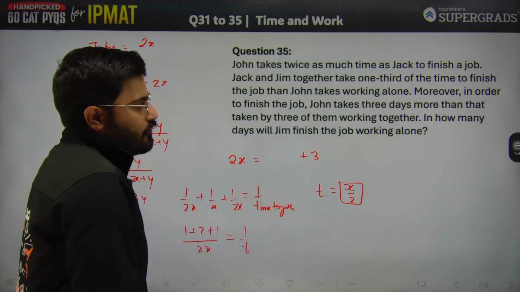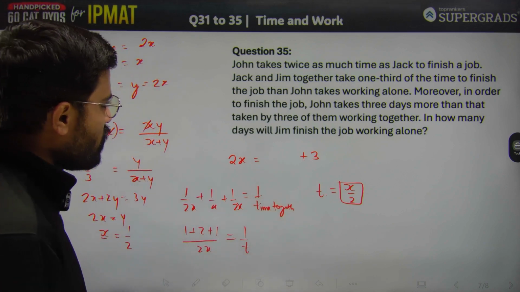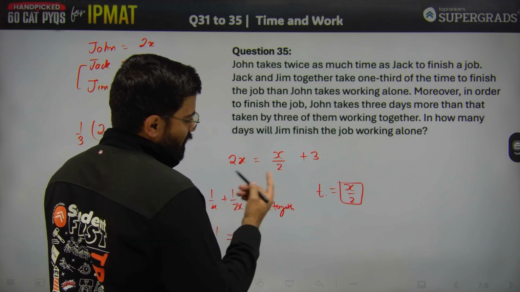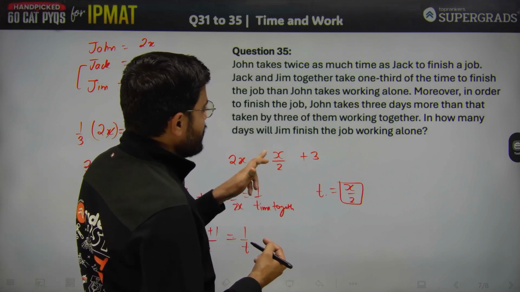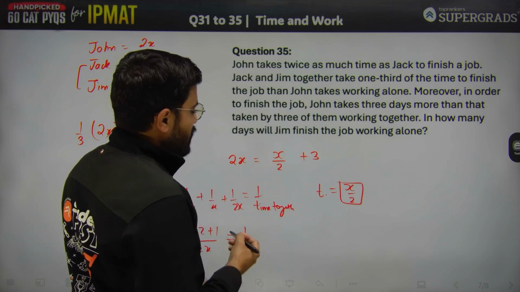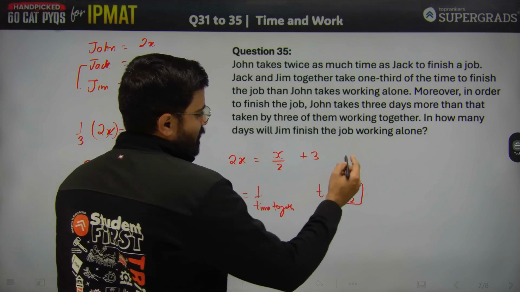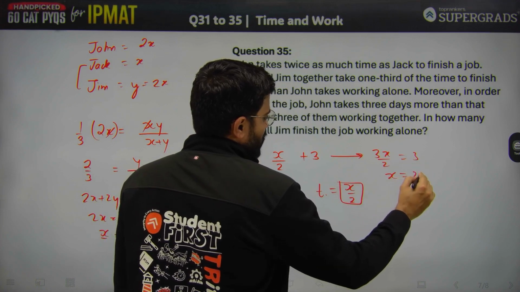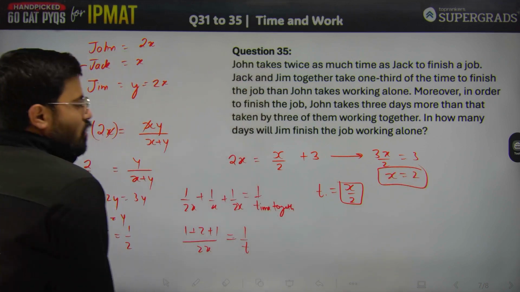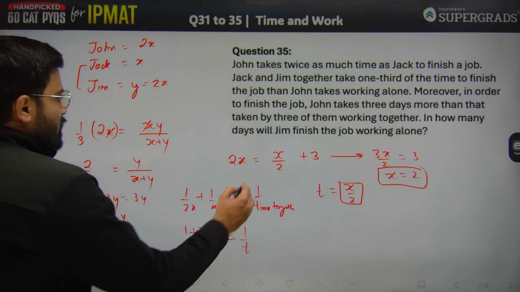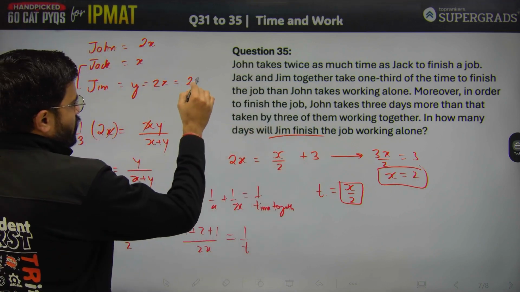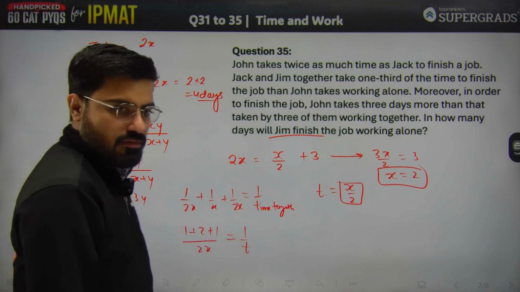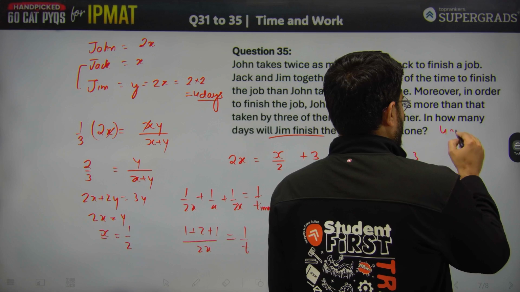So what they are saying is, in how many days will Jim finish the job working alone? So let's calculate the value of x. Working together is x by 2, plus 3. They are saying John takes 3 more days than the time taken by the three of them together. From here we will get the value of x. 2x minus x by 2 will give me 3x by 2 as 3, or I can say x comes out to be 2. If x comes out to be 2, how many days will Jim finish the job? Jim can finish the job in 2 into 2, which is equal to 4 days. So the answer is 4 days.